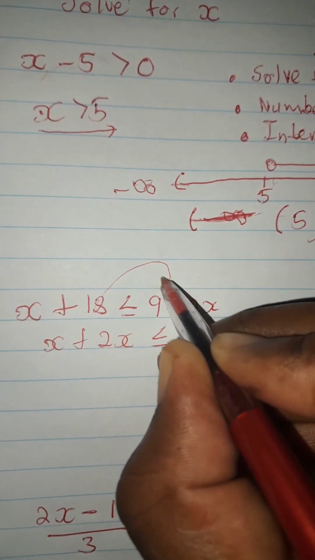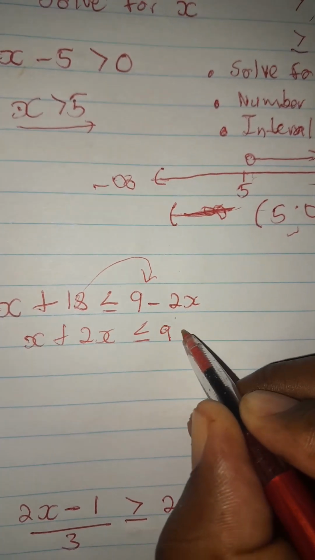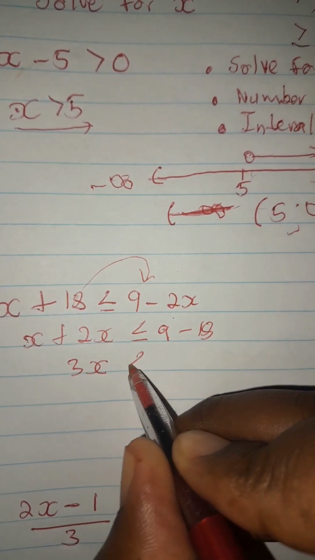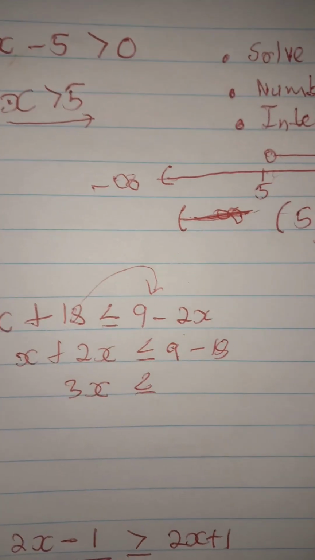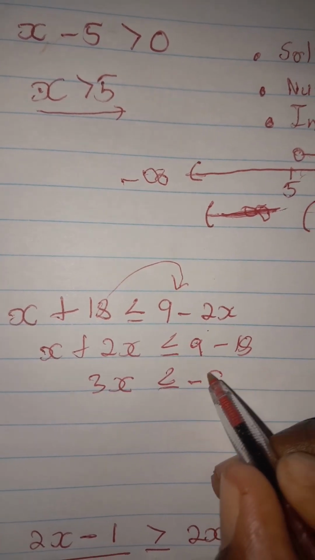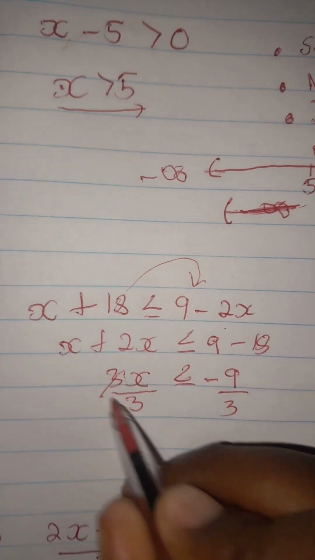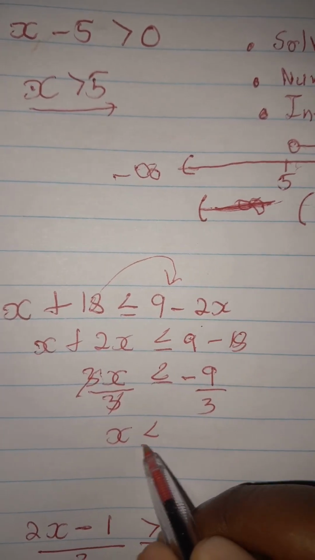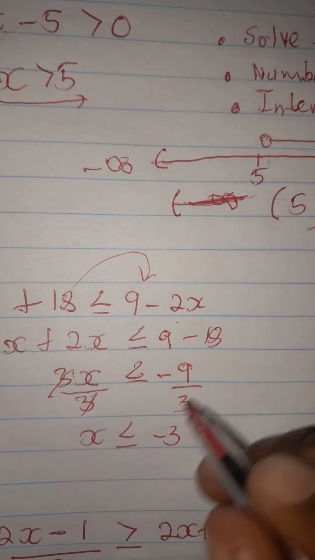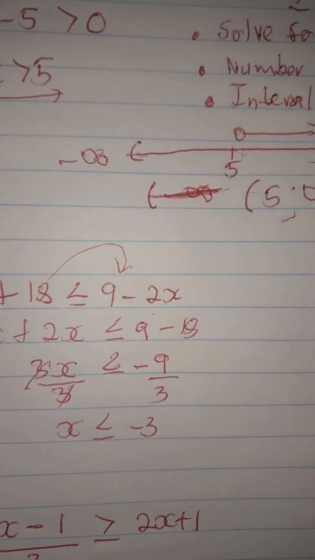Let's transpose 18 to the other side. It's the same as 9 minus 18. So x plus 2x, that will be 3x, less than or equal to 9 minus 18, which is -9. Then we can divide both sides by 3 to make x the subject of the formula. Then x is less than or equal to -3, because 3 goes 3 times into 9.